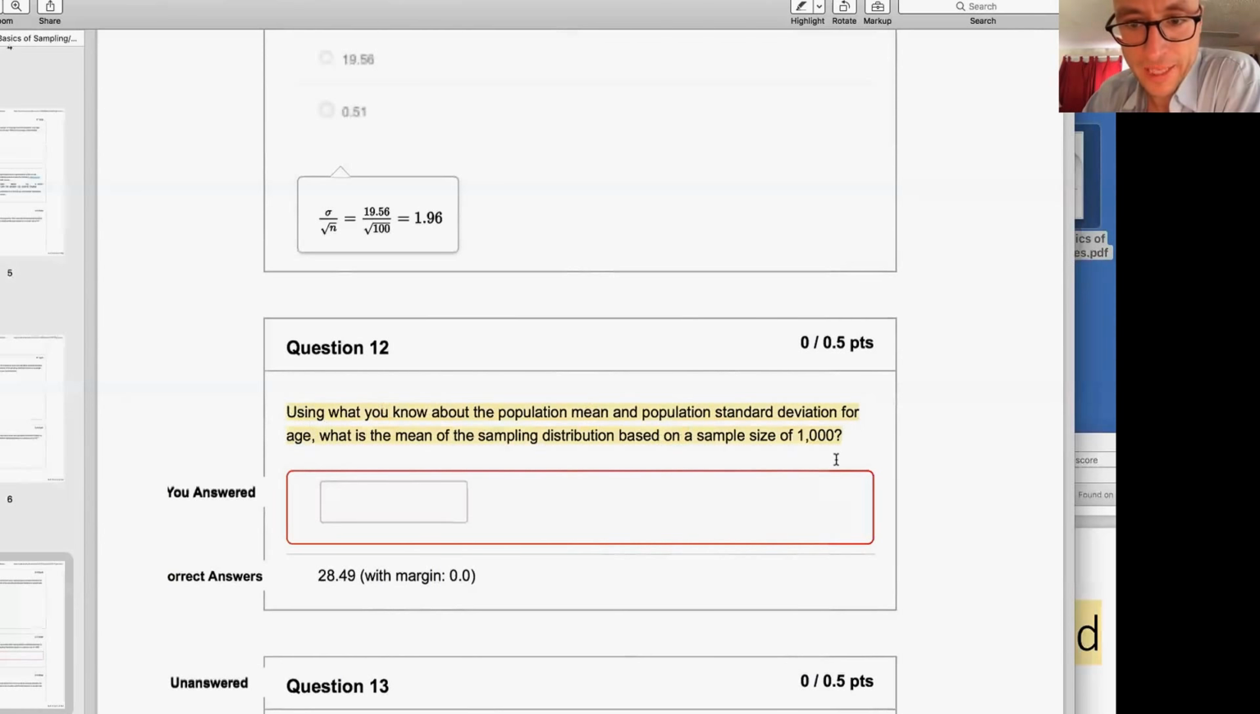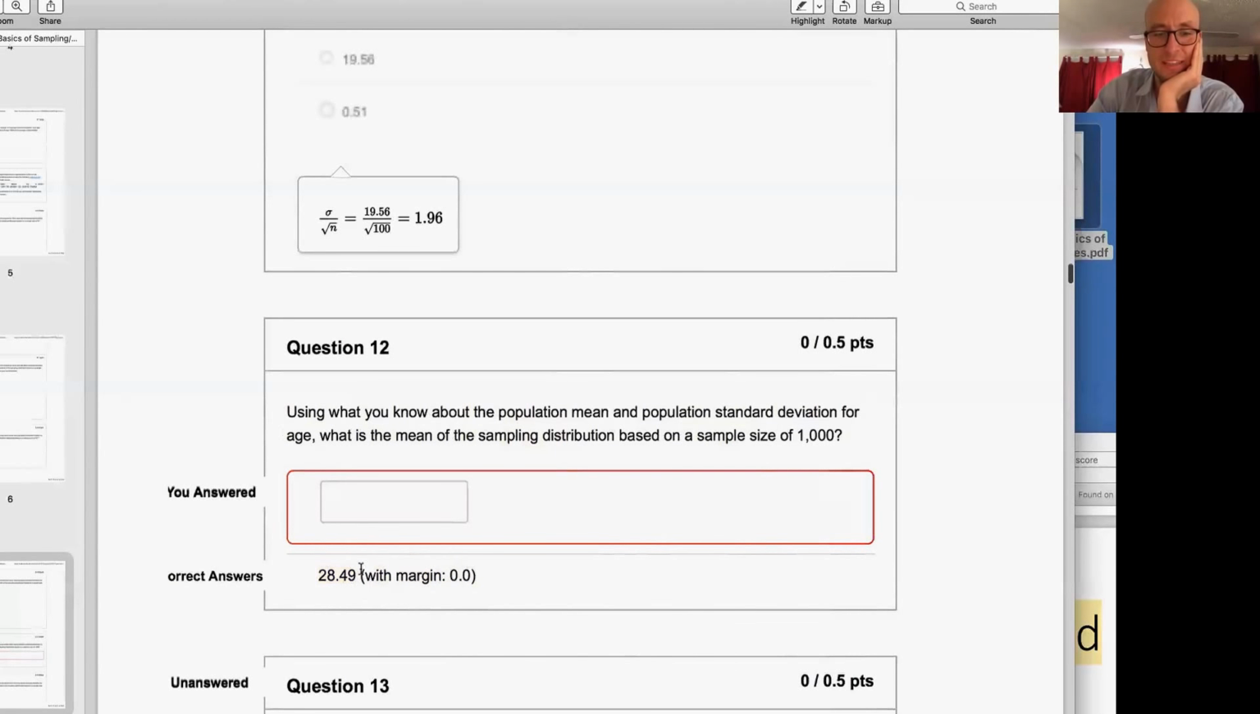Now, we ask you to write an answer in. Maybe this is what one of you had mentioned, James. Using what you know about the population mean and standard deviation for age, what is the mean of the sampling distribution based on a sample size of 100? I already told you this. It's going to be the same number. You shouldn't have to write that margin in part here. That's just the answer that we give you.